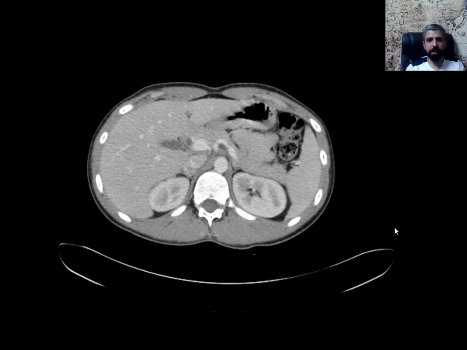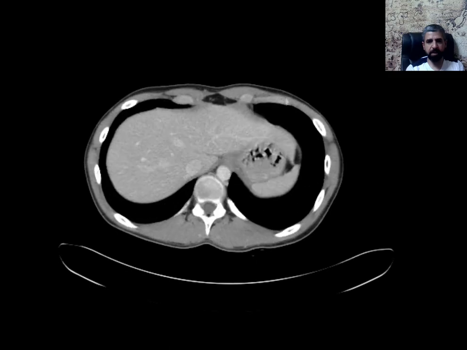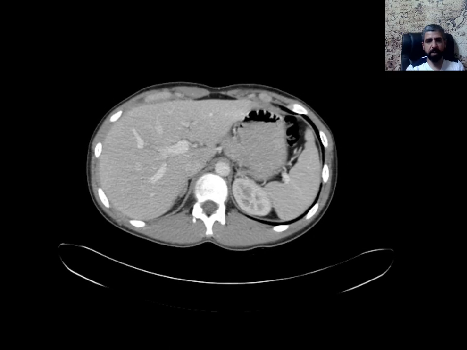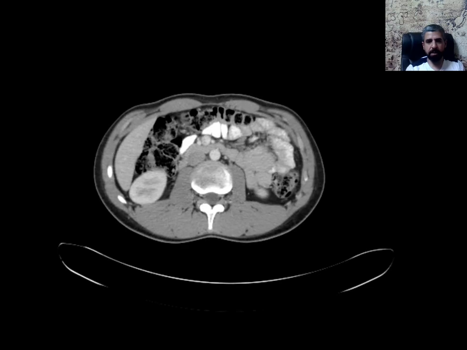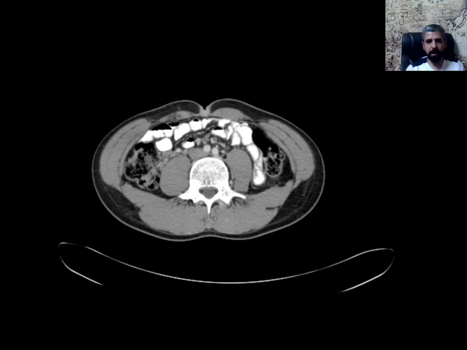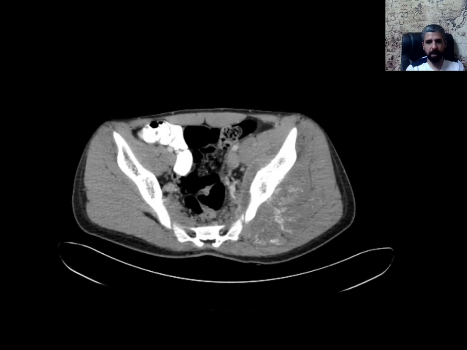Today we will present a case of a 17-year-old male patient presented with left iliac fossa mass and localized pain and tenderness with difficulty of movement of the left hip. CT scan was requested as shown here. And let's start by taking a quick look at the CT scan.